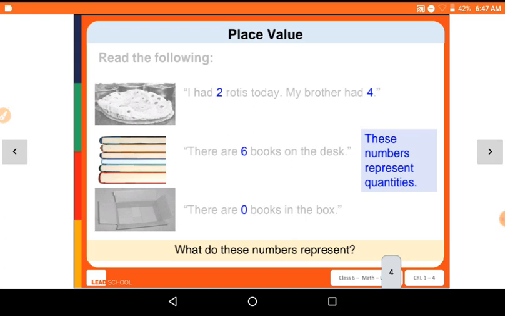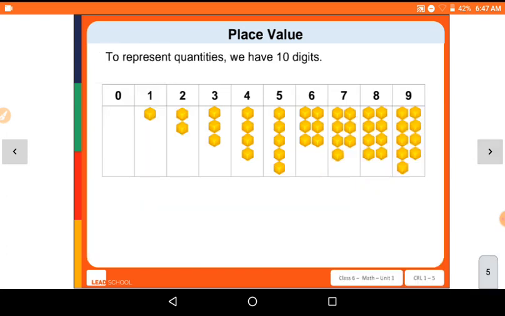Then we can also use the books on the desk. How many books are there? And in the box there is no kind of book over there. So all these things we represent. So a number always represents quantities. So let us move on to representing quantities.